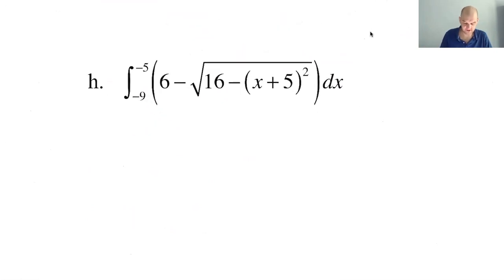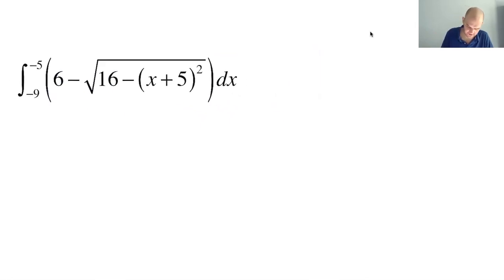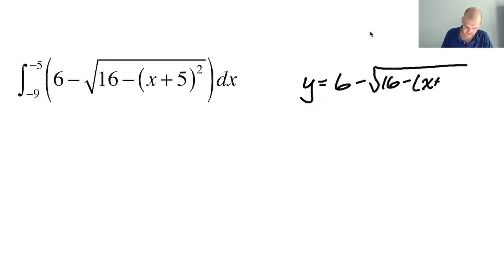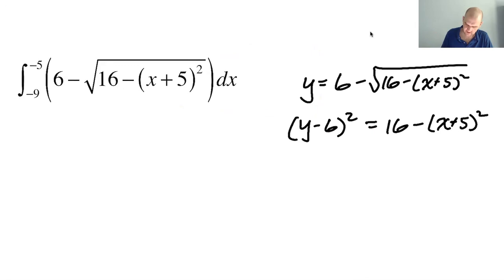This looks awful, but if this wasn't here, it kind of looks like a circle again. So let's do the same thing. We'll say y is equal to this thing: 6 minus the square root of 16 minus quantity. Oof, okay. So move the 6 over and square it. You get y minus 6 squared equals 16 minus quantity x plus 5 squared. Move the x plus 5 squared over.